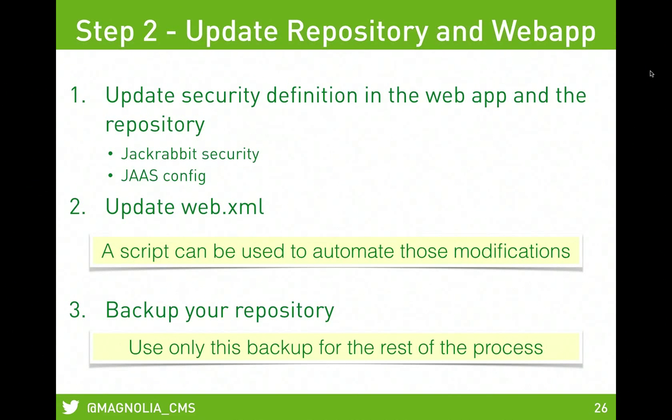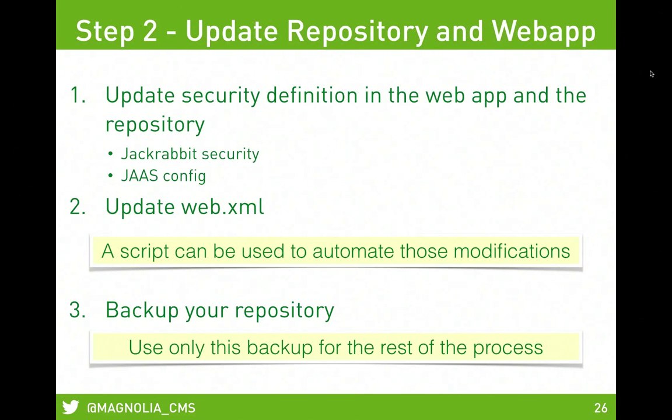Now it's time to update your repository because of all those changes that we have made on the security layer. So please update your Jackrabbit configuration as well as your JAS configuration. You must also update the web.xml file. We provide some script that you can use to automate those modifications. This is recommended if you are using several instances. This will avoid you to make some mistakes.